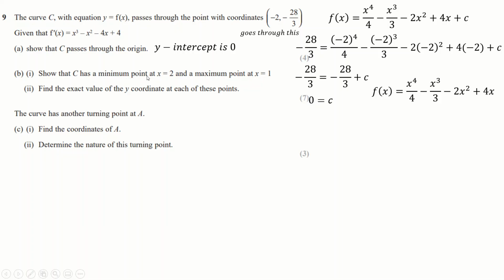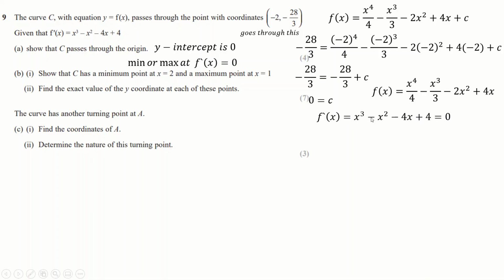Show that f(x) has a minimum point at this. Now I don't need to differentiate because I already have the differential. So I just need to ask, when is this 0? When is this thing 0? Now this is a cubic, and I don't like solving cubics, but it's actually helped me out quite a lot. It said to show that it has a minimum at 2 and at 1.